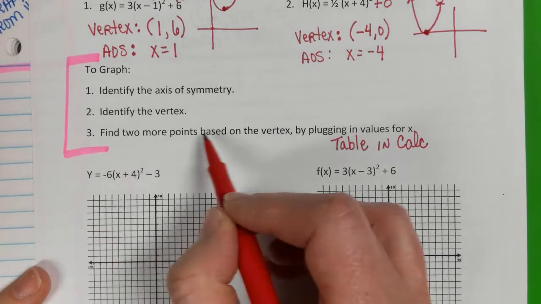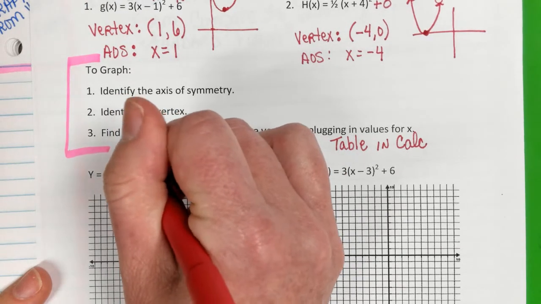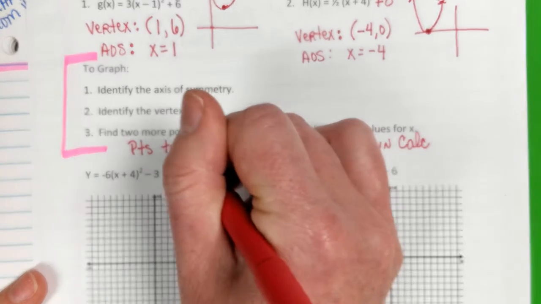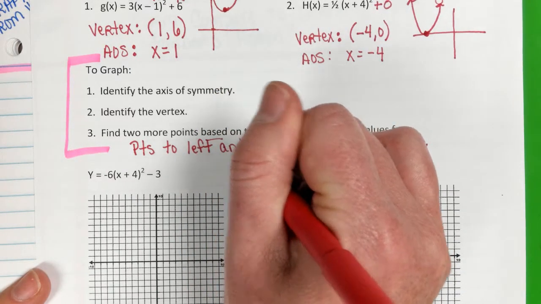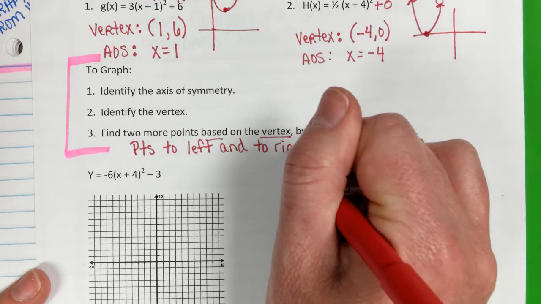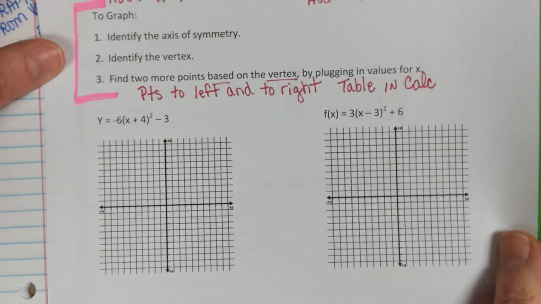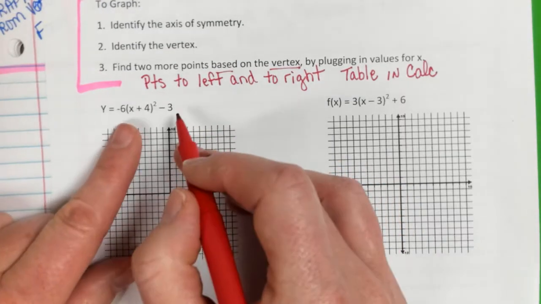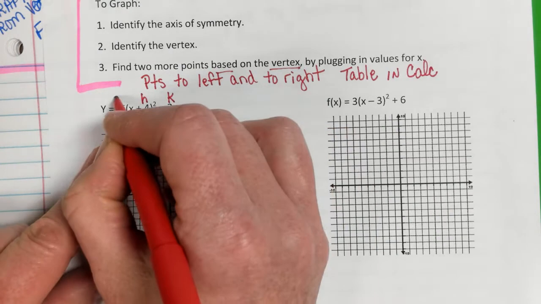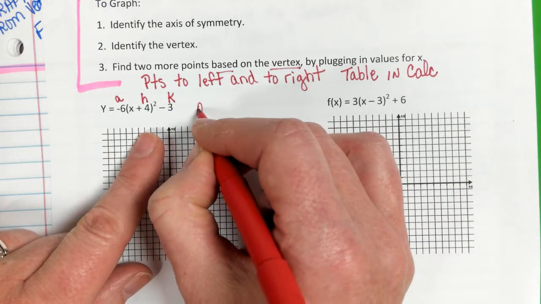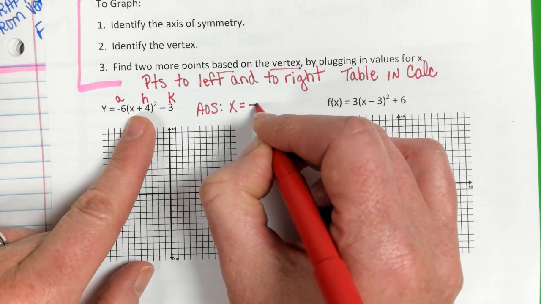And when I say find 2 more points based on the vertex, we want to have points to the left of the vertex and to the right of the vertex. Okay, so let's go through and identify our axis of symmetry. Again, here's my H, here's my K, here's my A. So my axis of symmetry is going to be x equals negative 4.